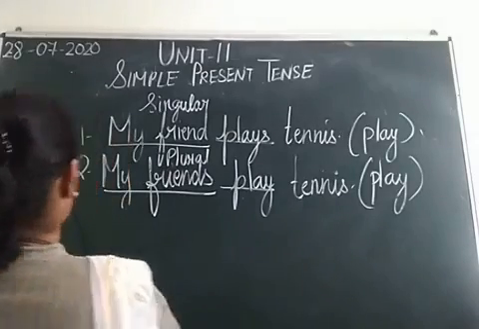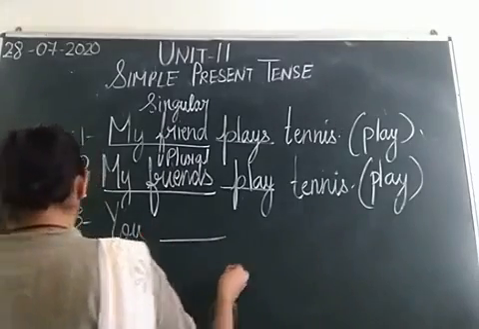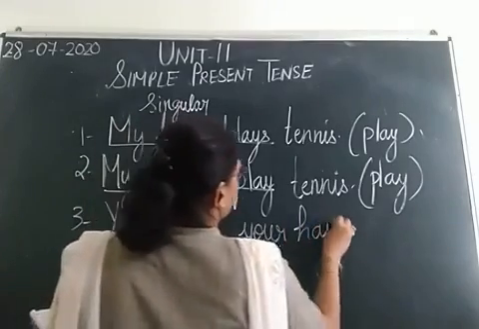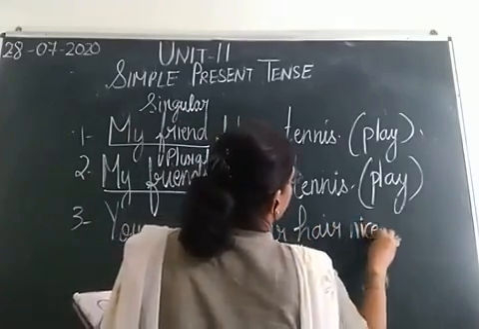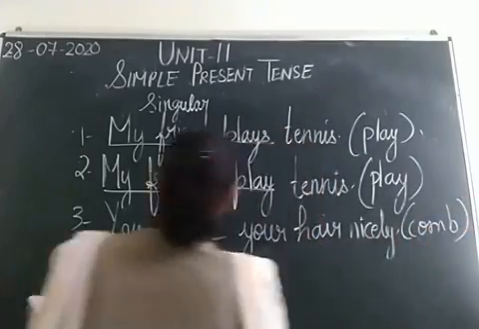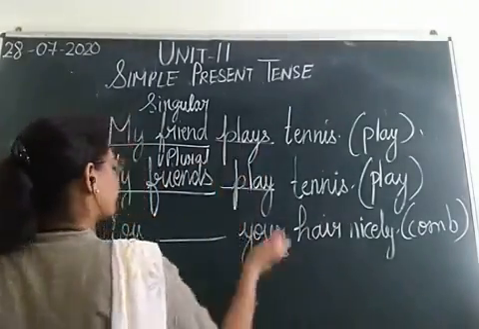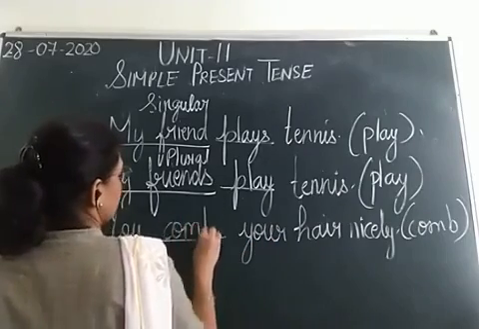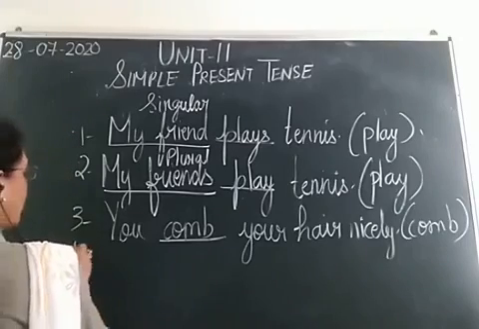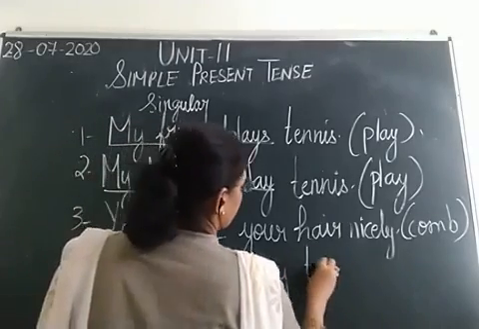Now, you dash your hair nicely. And if the verb is comb, so with you, which form of verb do we have to use? We need to use the root form of the verb without adding any s or es. Why? Because it is you. Fine.